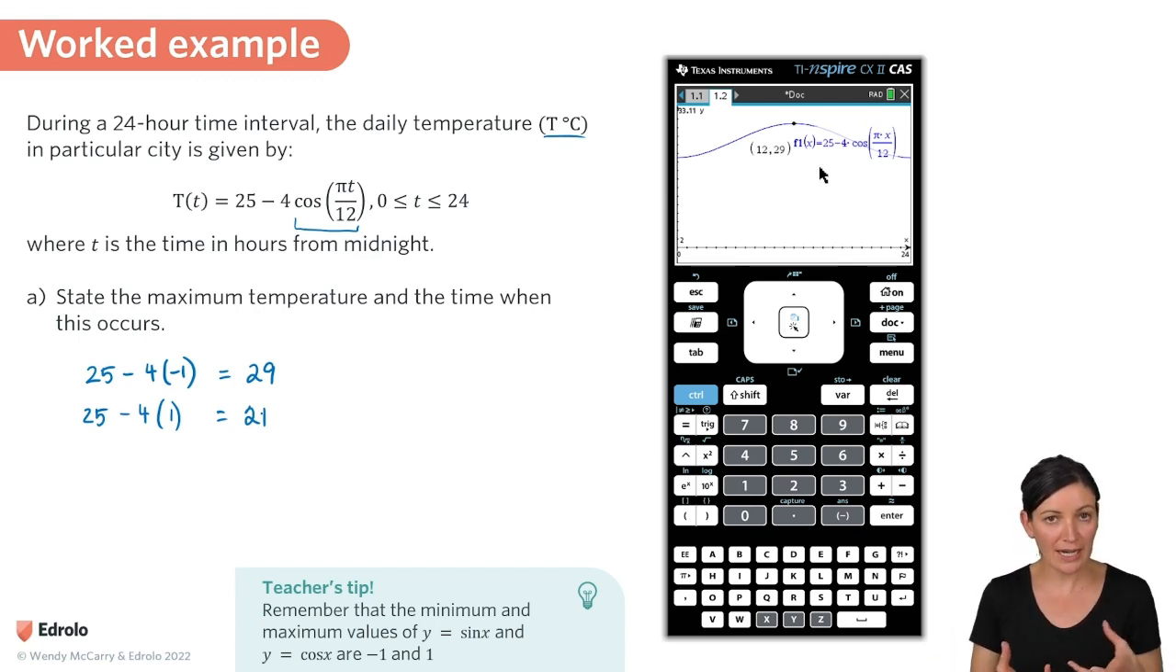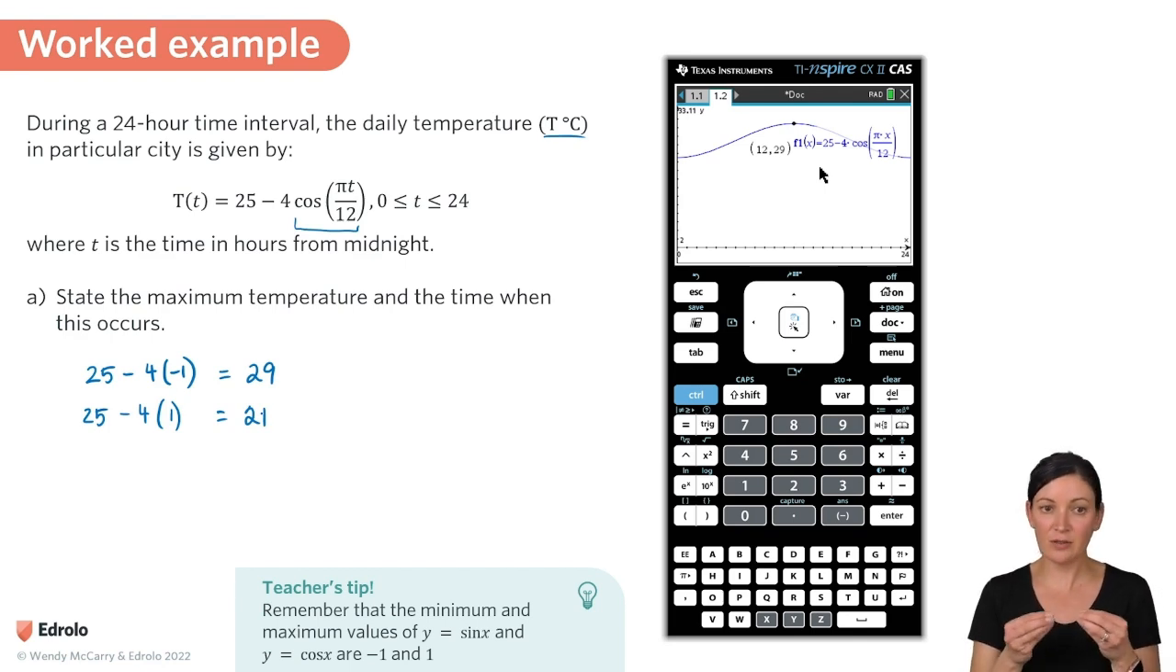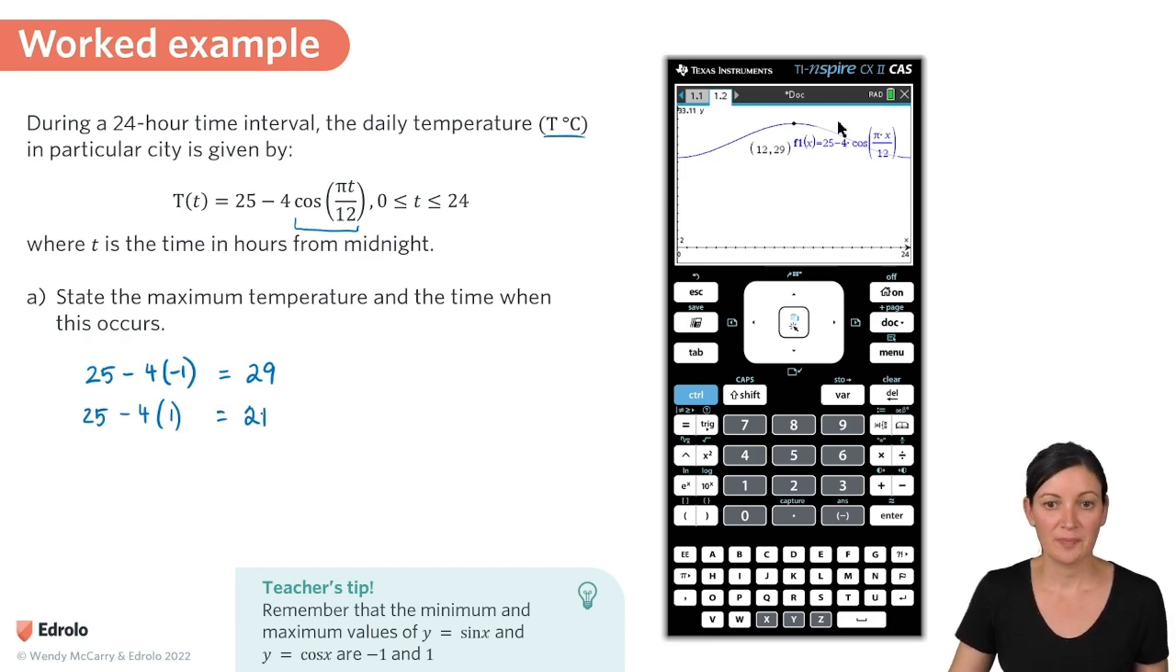So interpreting it within this question, the question told me that little t is the time in hours from midnight. So the time in hours from midnight would be 12 hours from midnight, so it would be at 12 p.m. and then the maximum temperature there is 29 degrees. So 29 degrees at 12 p.m. would be fully answering that question there.